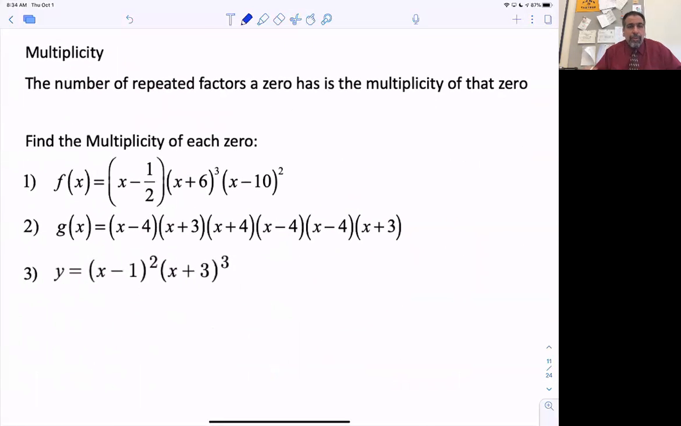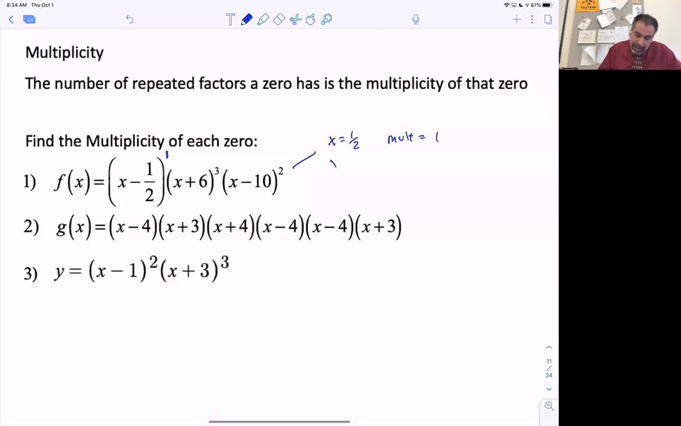Multiplicity is the number of repeated factors a 0 has, okay? That's what it is. So in this first example, I see I've got a 0 of 1/2. So I know x equals 1/2 is a 0 in number 1. What is its multiplicity? Its multiplicity is 1 because there is only one factor of it.